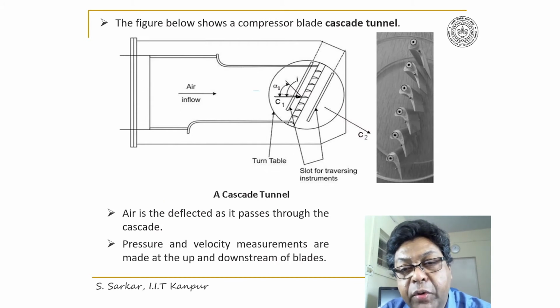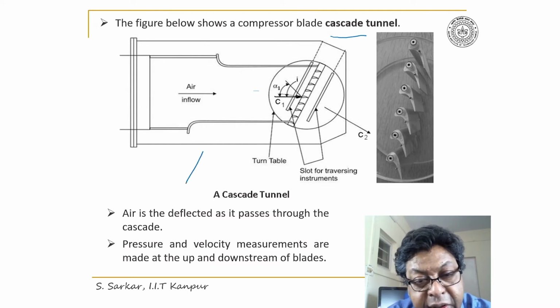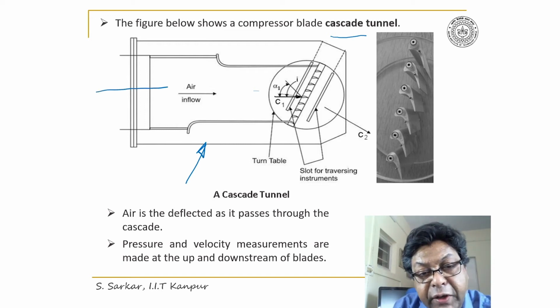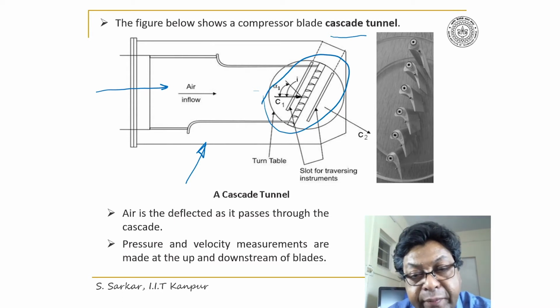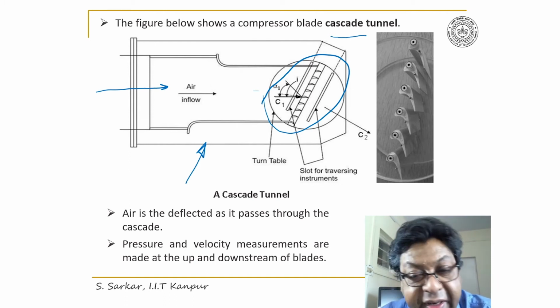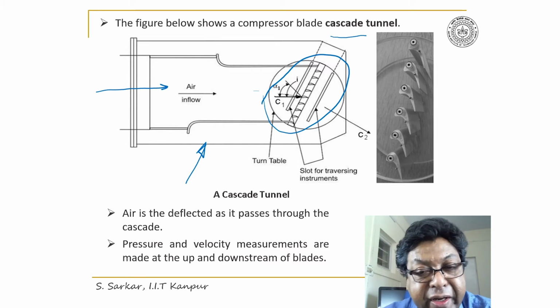I have discussed here the cascade tunnel. Cascade tunnel basically is a wind tunnel. So the schematic of the cascade tunnel is shown over here. Now the air is being pushed through the series of blades as I have indicated here. I've already illustrated that an array of blades is called a cascade. So, as air is being pushed through the cascade, the flow will be deflected, and thereby the exit angle alpha 2 will be different than alpha 1.